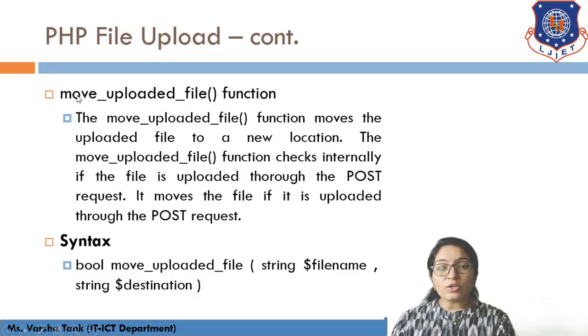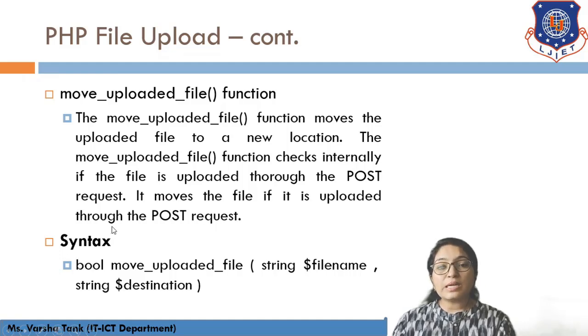Now, our function is the move_uploaded_file function. This is an inbuilt function that we can use to upload the file on the server in PHP. The move_uploaded_file function moves the uploaded file to a new location, whatever location you have defined; at that location the new file will be uploaded. The move_uploaded_file function checks internally if the file is uploaded through POST. We can upload the file using the POST method only. It moves the file if it is uploaded through the POST request.